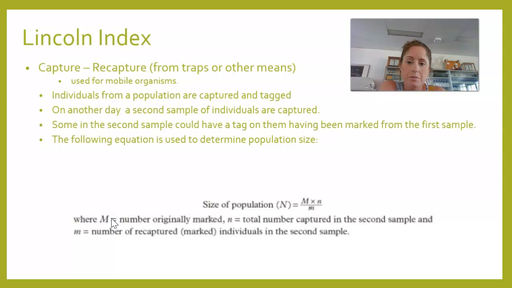Again, we'll talk about that a little bit later, but sometimes a mark recapture or something like that has to be done for species that are moving. So we won't necessarily use quadrats and that sort of thing.